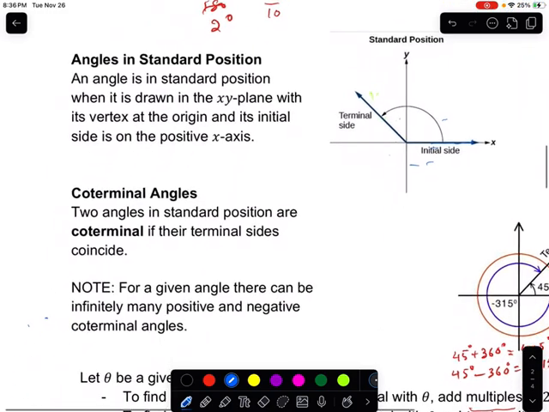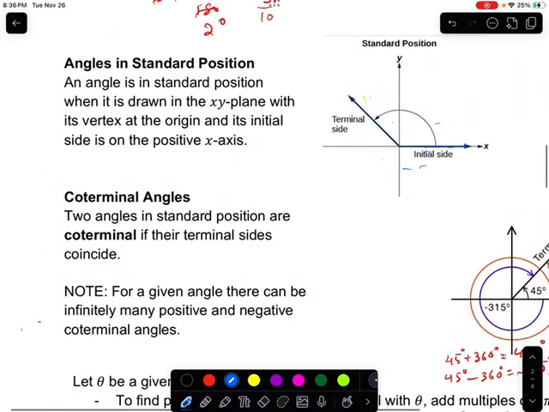Okay, next thing, angle in standard position. So when do we say an angle is in standard position? Well, I can draw an angle anywhere. For example, if this is a 30-degree angle, I can draw it here, or I can draw it like this, about the same. So what is a standard position?